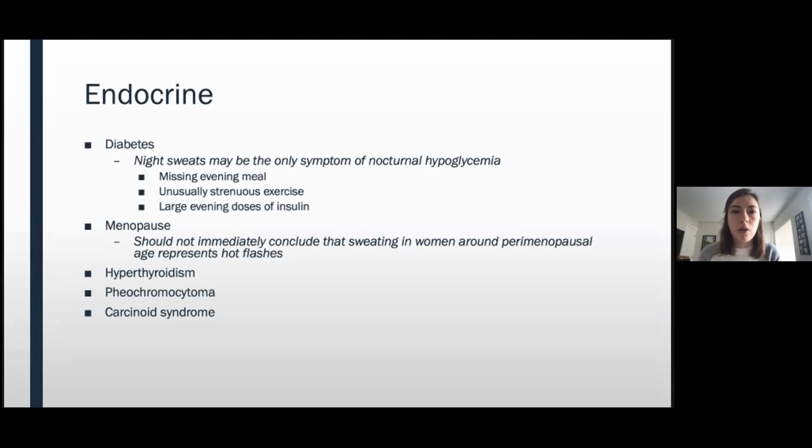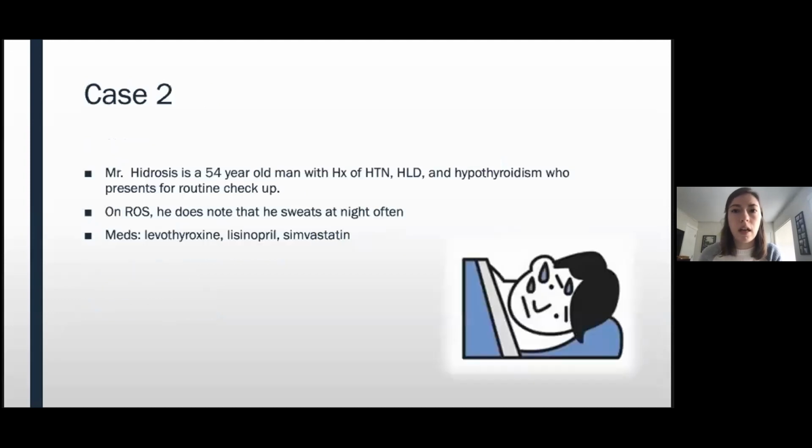All right, so those are our considerations for Ms. Hidrosis. Now we're going to get into our second case here. This is Mr. Hydrosis. He's a patient of yours. He's 54 years old. He has a history of hypertension, hyperlipidemia, and hypothyroidism, and he comes in just for an annual checkup. On his review of systems, when you're thinking about his thyroid medication and making sure he's still on the right dose, he does mention that he sweats at night pretty often. His meds are levothyroxine, lisinopril, and simvastatin. So what else do you want to know?